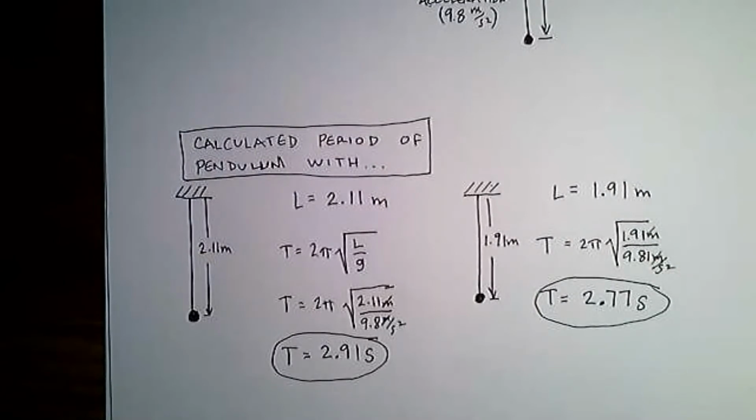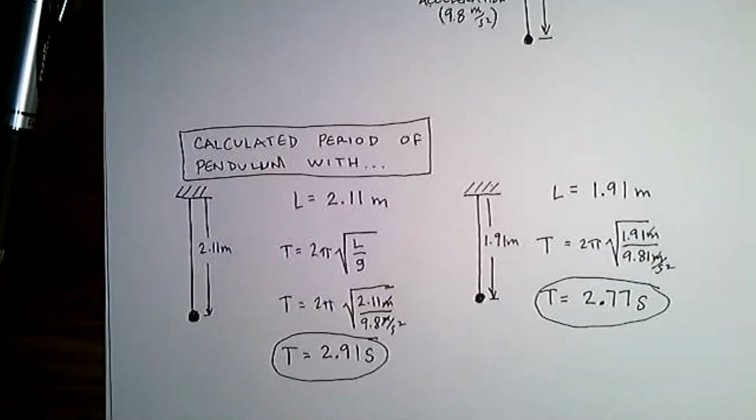And what I'm going to do here in just a second is I took a video where the lengths were these two values, and we're going to test it against this number. So again, I'm predicting the first time through, it's going to be 2.91 seconds. And the second time through with a shorter length, it's going to be 2.77 seconds. Okay, so I'm going to share the screen, and I'm going to take you over to where that video is.